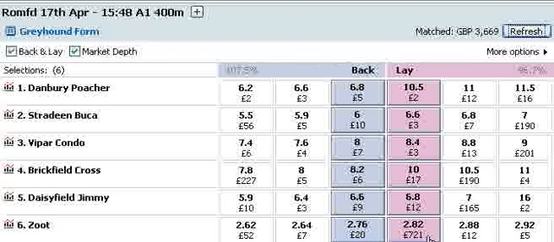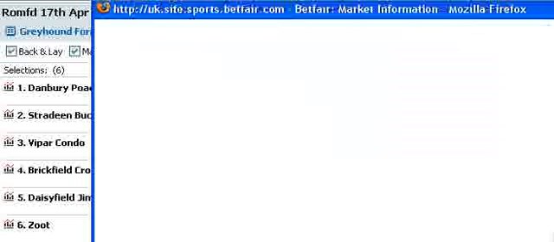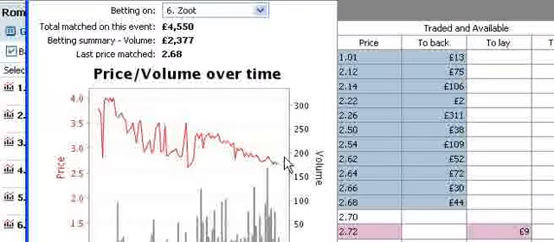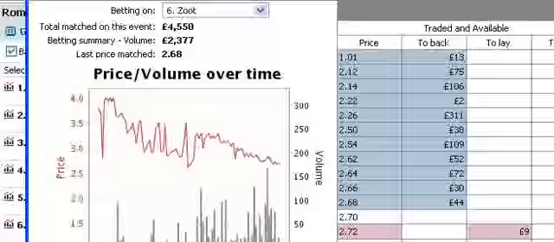Your attention will probably be drawn to this bottom one here, which is the one that I would want to trade on. It's trading around 2.8, and if we look at the graph, you'll be able to see that the price has steadily fallen in. So this is the kind of trade that we look to take advantage of with the EasyTrader system. And what we'd probably look to do here is back at some point around this 3.0 mark, with a view to laying it off around now.